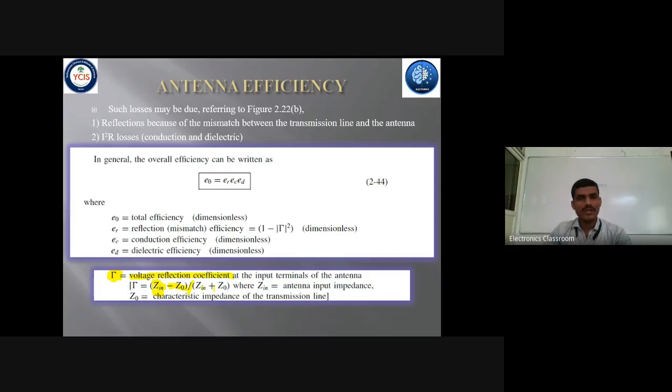That means when the input impedance and characteristic impedance of the transmission line don't match the impedance of that particular antenna, at that time some reflections are present. And when the reflections are present, they may be calculated by using this ratio of the input impedance minus characteristic impedance divided by input impedance plus characteristic impedance, where your Zin is the antenna input impedance and your Z0 is the characteristic impedance of the transmission line.